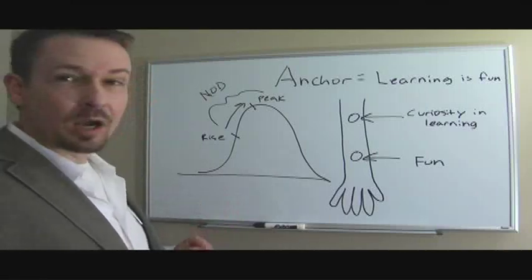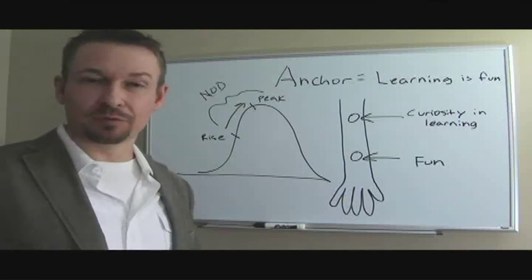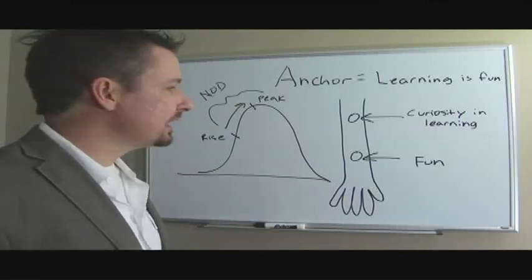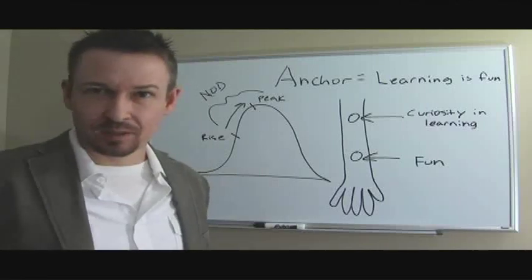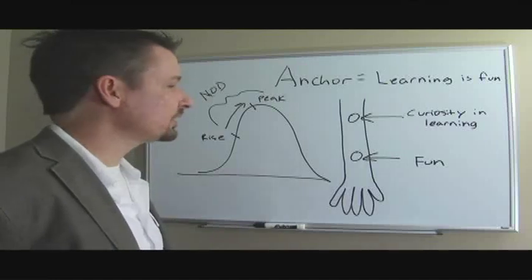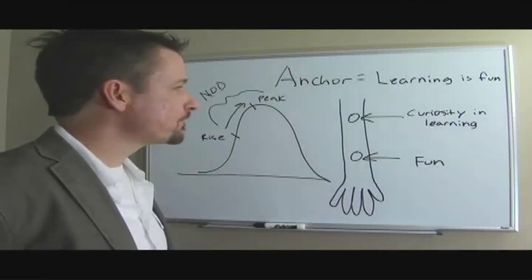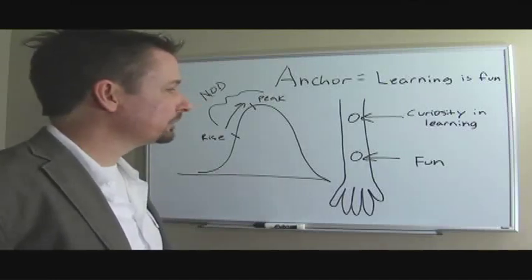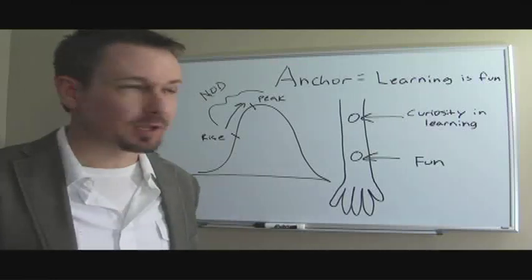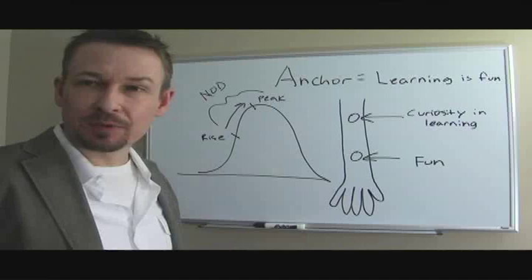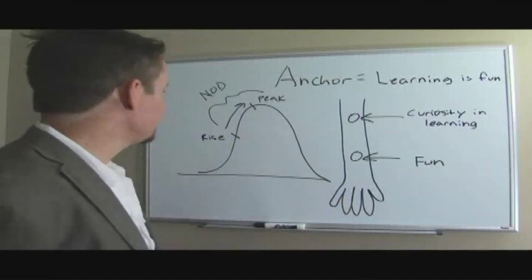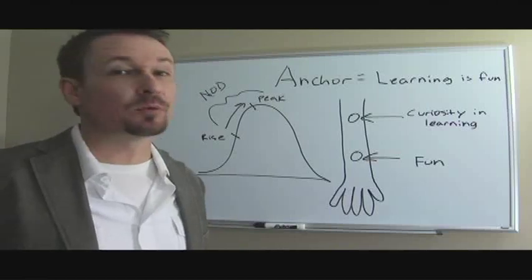So moving on, we're now installing an anchor for fun. And so you find out what's fun for them. What's fun and exciting for them? And then you want to install that. Okay, so we've got curiosity in learning, and then we've got fun. So we're having them think of something that's fun for them, and then we're installing the anchor at that point, when it's at the peak state or on the rise to that. How do we know?